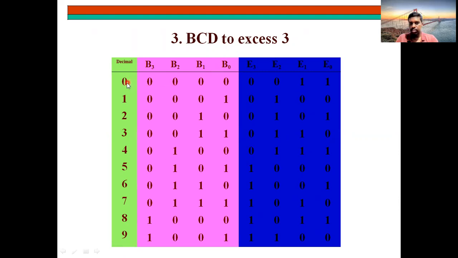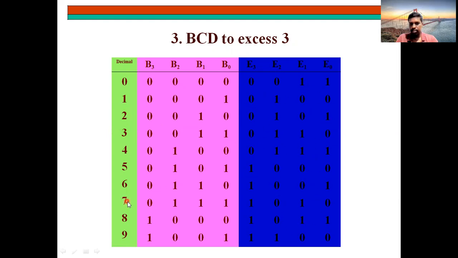XS3 means, for 0, what is XS3? Adding 3. 0 plus 3 is equal to 3. So 0011 is the answer for 3. And what is the XS3 value for 1? 1 plus 3 is equal to 4. So 4 is the XS3 for 1. What is the answer for 4? 0100. So just add 3 to each and every number and write the result on this side.